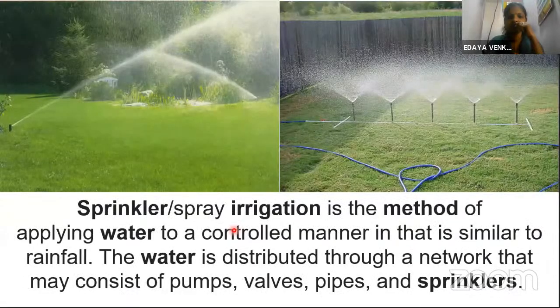Sprinkler irrigation or spray irrigation is a method of applying water in a controlled manner that is similar to rainfall. The water is distributed through a network that may consist of pumps, valves, pipes, and sprinklers. So this is a type of sprinkler irrigation.